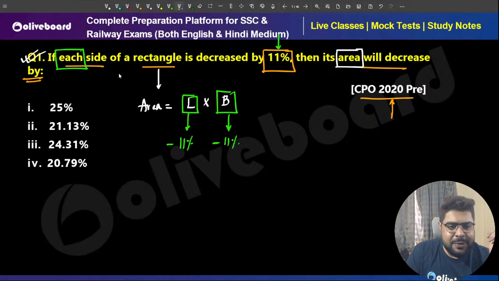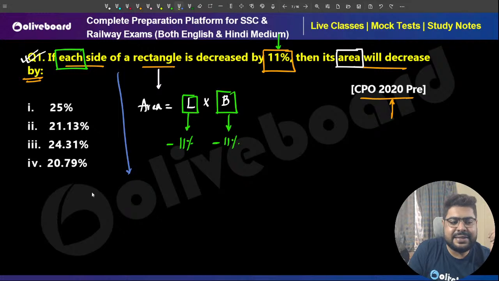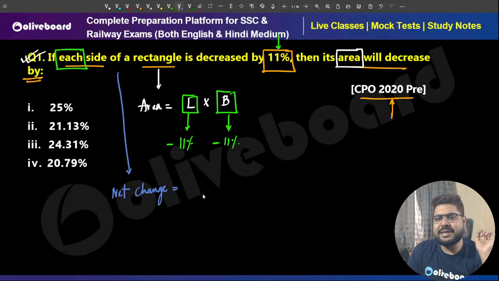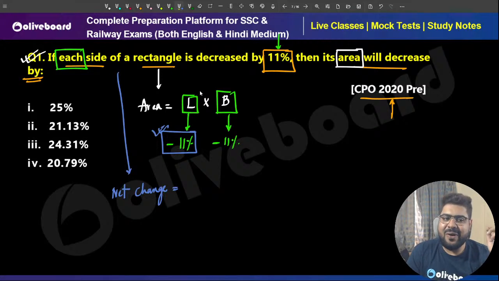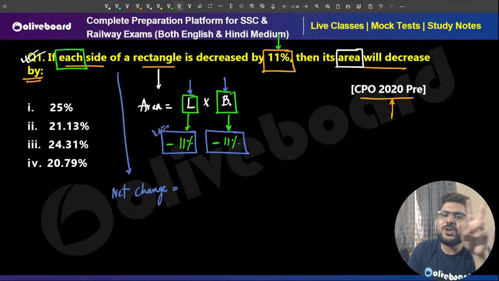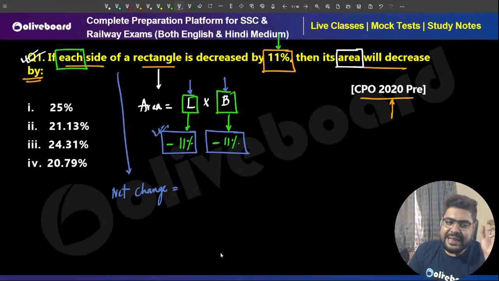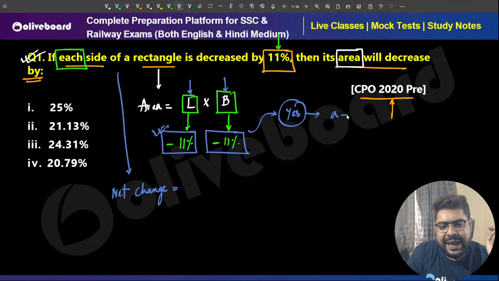So what will be the net change in area? Can you guys think in this manner? This is one change of length, and this is another change of breadth. So there are two changes happening simultaneously, one to the length, another to the breadth. So is AB theorem applicable? Yes, AB theorem is applicable.